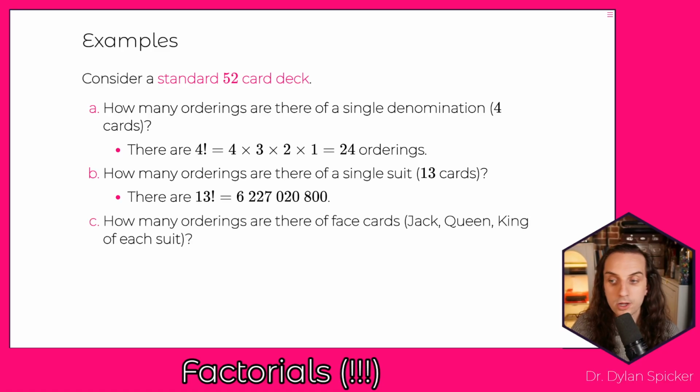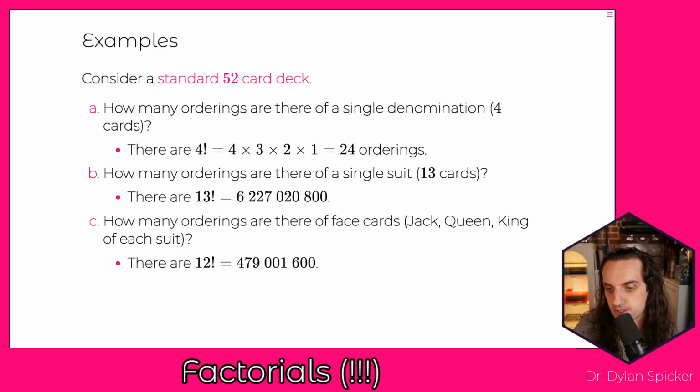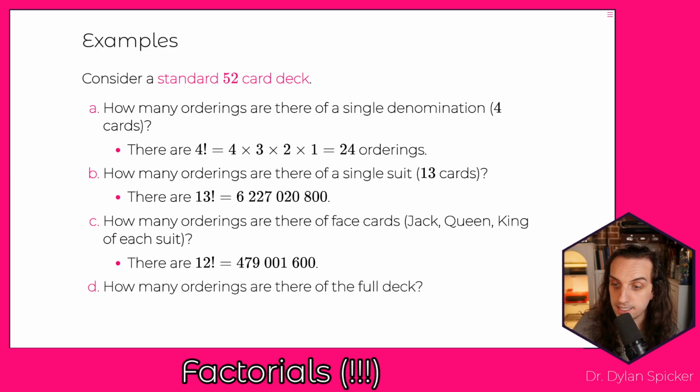We can ask how many orderings there are of the face cards, right? So we have jacks, queens, and kings of each suit. There are 4 suits of each card, so that's a total of 12 cards, right? So we're going to have 12 factorial, which gives us 479 million here.